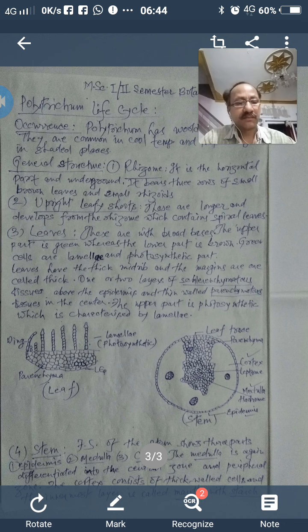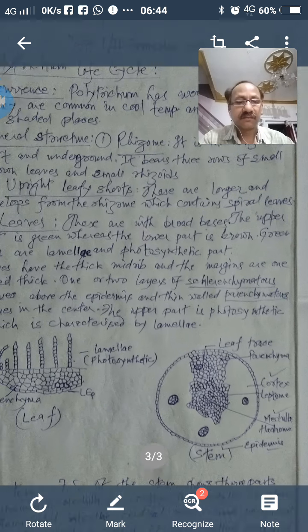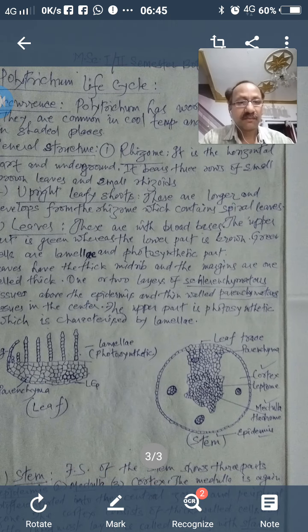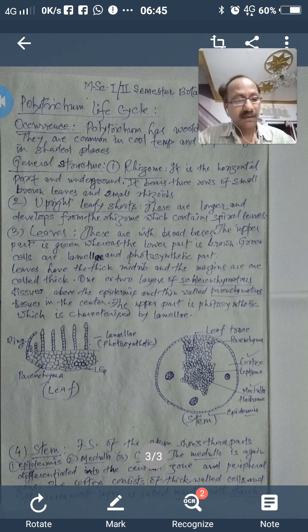The leaves are with broad bases. The upper part is green, whereas the lower part is brown. Green cells are lamellae and the photosynthetic part. These have a thick midrib and the margins are 1 cell thick. There are 1 or 2 layers of squamous tissues above the epidermis and thin-walled parenchymatous tissues in the center.